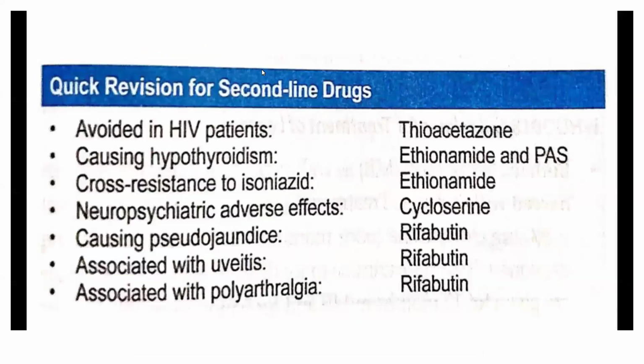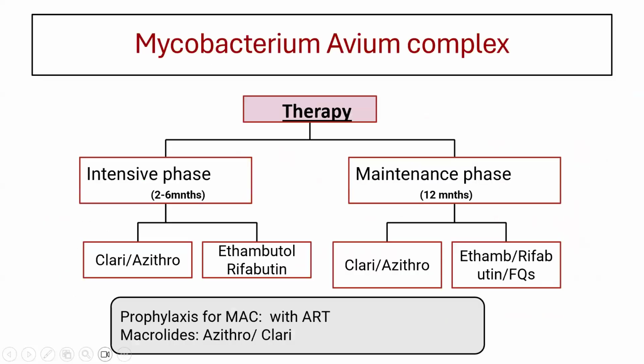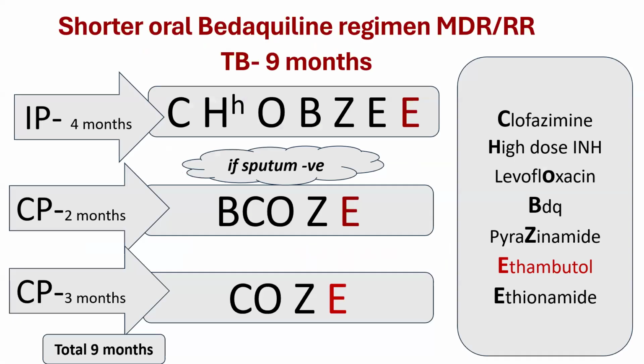And coming to quick revision of second line drugs which should be avoided in HIV patients. The TB drug to be avoided in HIV patients is thioacetazone. The drug which causes hypothyroidism is ethionamide. The drug which causes cross-resistance with isoniazid is also ethionamide. Neuropsychiatric adverse effects, cycloserine. Pseudojaundice, rifabutin. Uveitis and polyarthralgia are also seen with rifabutin. Okay, that's all about tubercular drugs. So regimens are very important. Please use this mnemonic to remember the regimen.